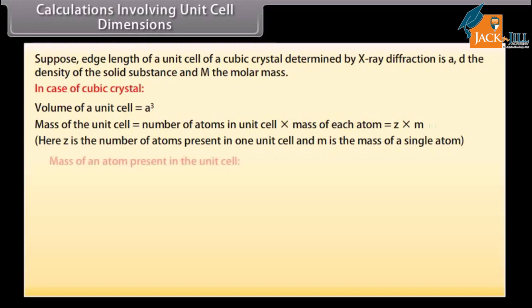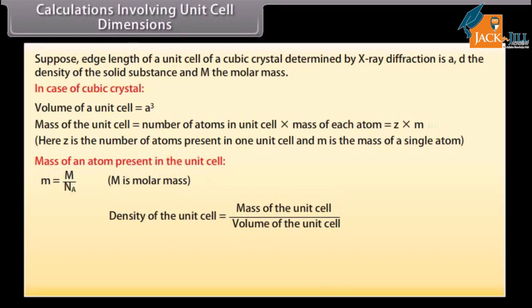atom. Mass of an atom present in the unit cell, m, is equal to M upon Nₐ, where M is the molar mass. Density of the unit cell is equal to the mass of the unit cell upon the volume of the unit cell, which is equal to Z into m upon a cubed, which is equal to Z into M upon a cubed Nₐ. Or d is equal to Z M upon a cubed Nₐ.